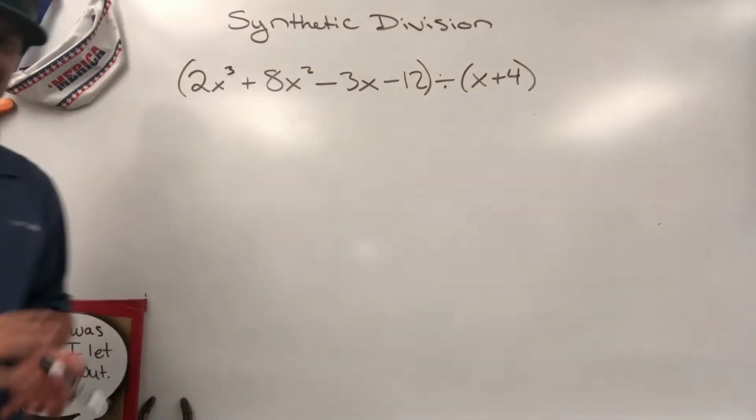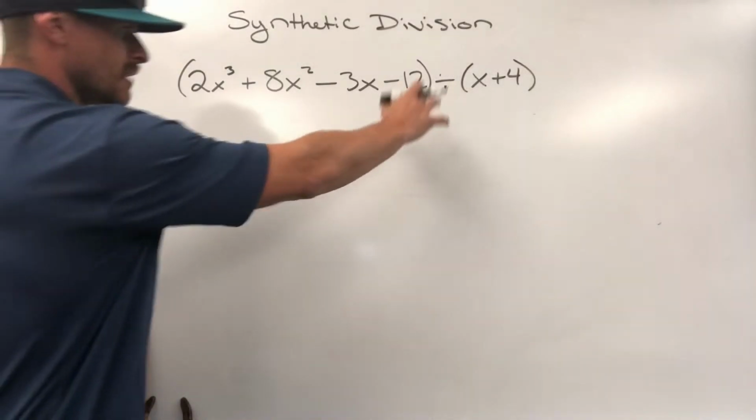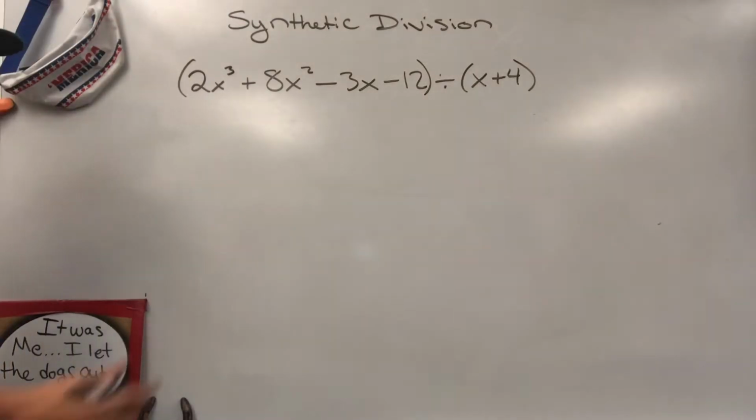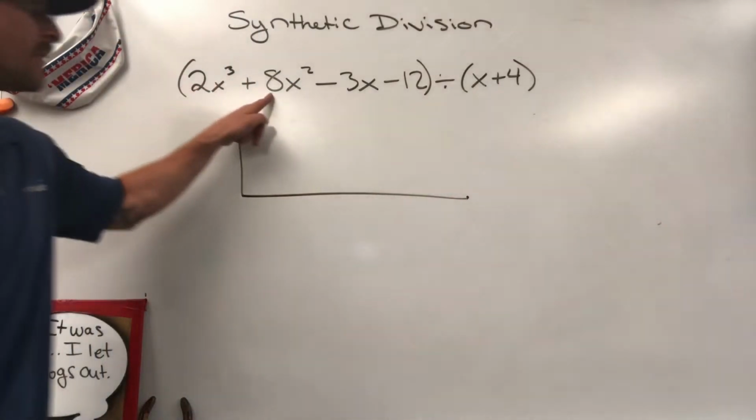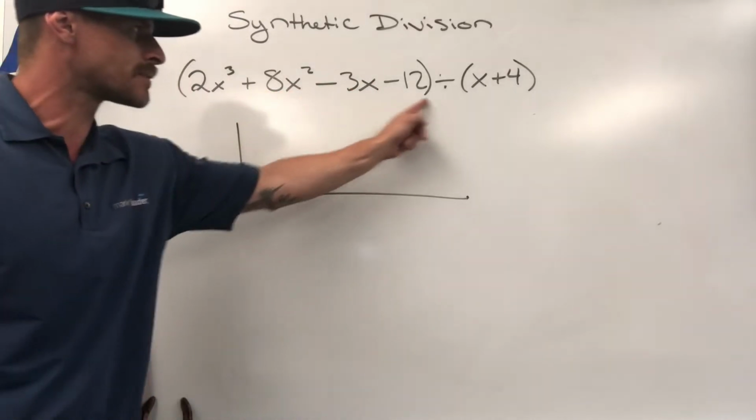All right, let's learn synthetic division. So what we got here is a polynomial being divided by a binomial. First thing you're going to do is draw one of those right there. You're going to take each coefficient from all four of these terms in the polynomial.